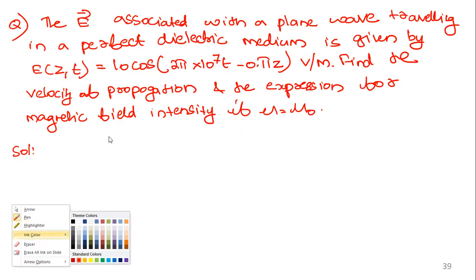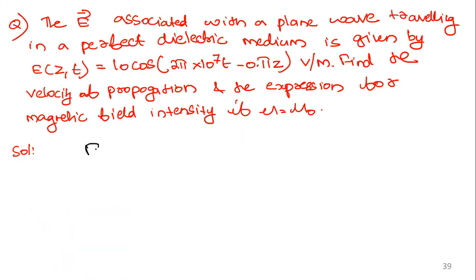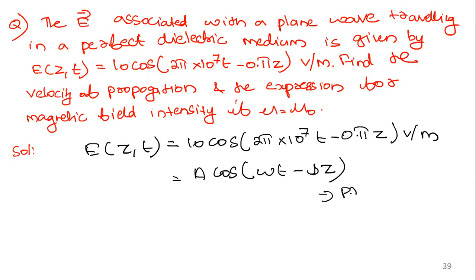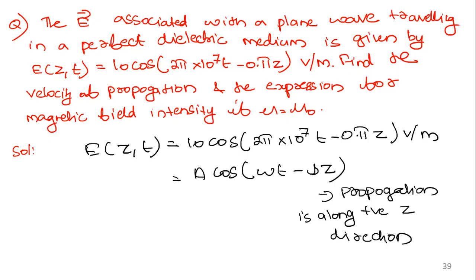Okay, let's see. We have the equation E(z,t) = 10 cos 2 pi into 10 raised to 7 t minus 0.5 z volt per meter. You know the general expression: A cos(omega t minus beta z), right? So what does negative mean? The propagation is along the positive z direction, right? So one by one, we are analyzing the steps.